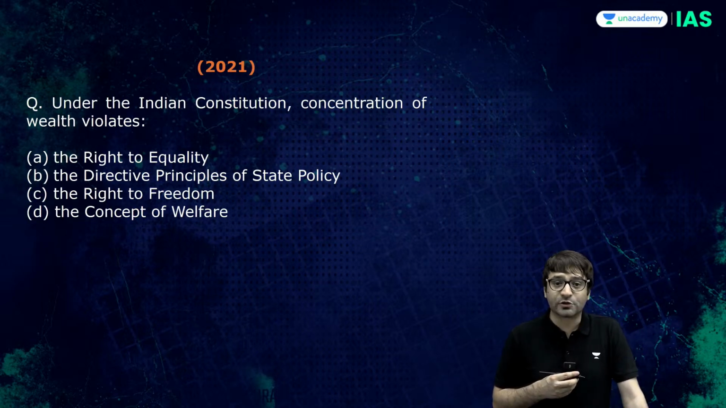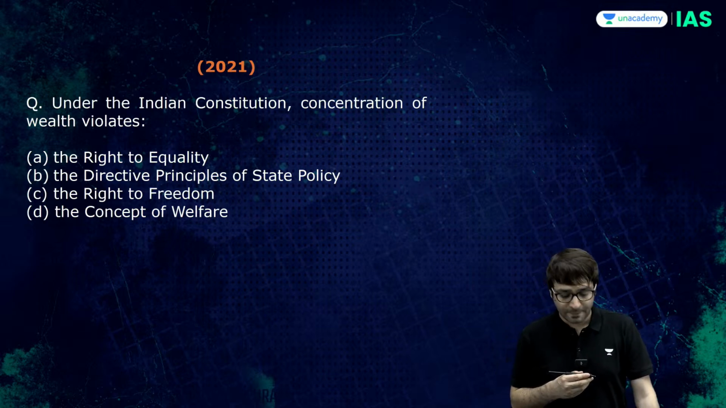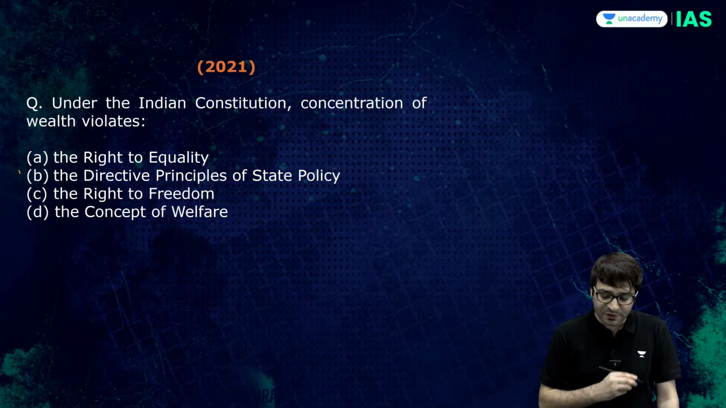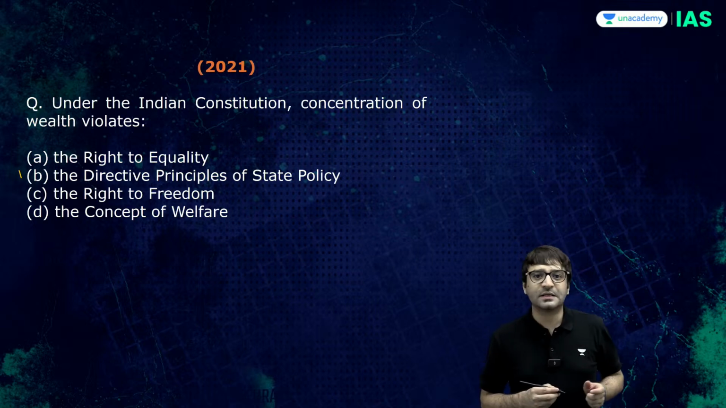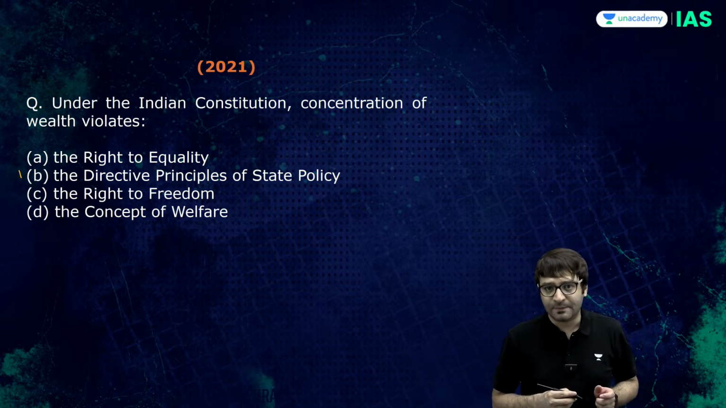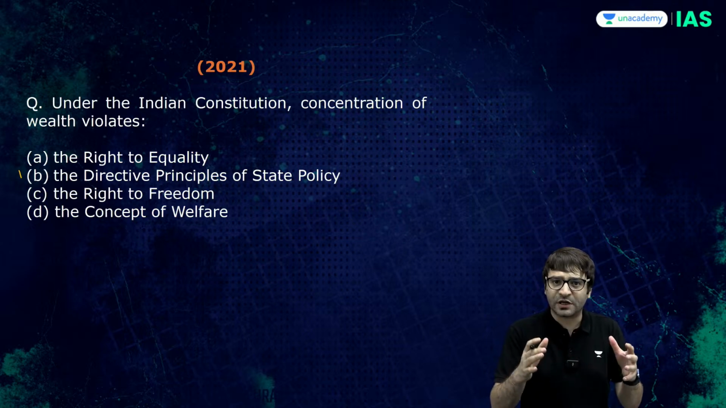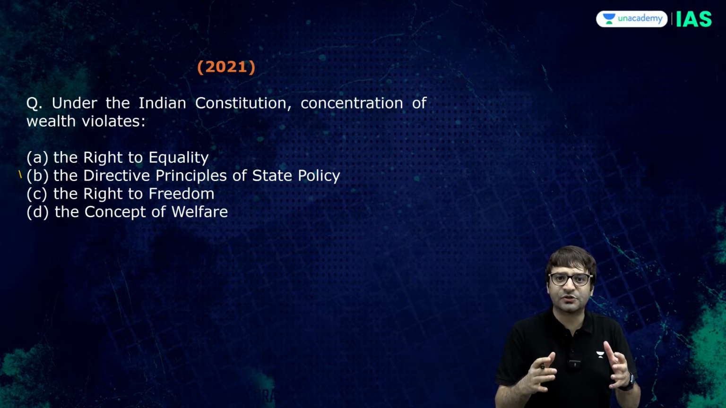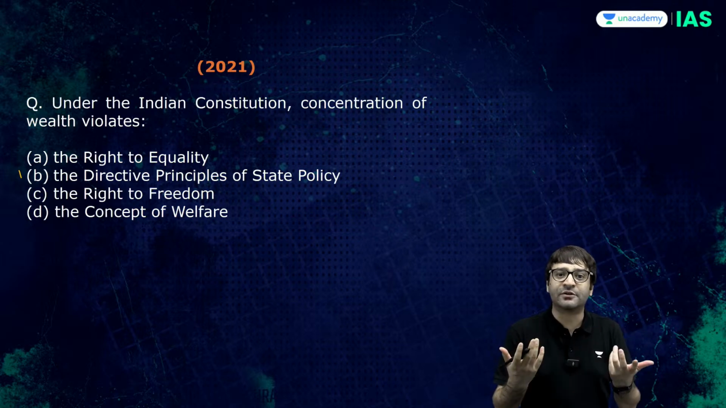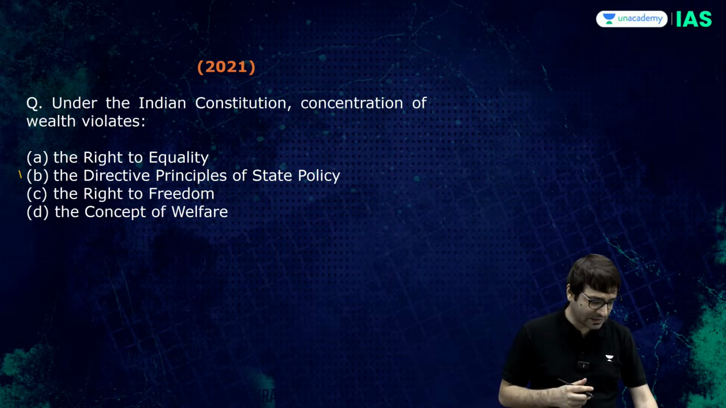Under the Indian Constitution, concentration of wealth violates what? It violates directive principles of state policy. Article 39, Clause C. The operation of the economic system and the means of production should not result in the concentration of wealth to a common detriment. See the kinds of questions asked.